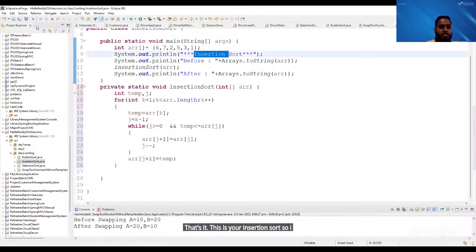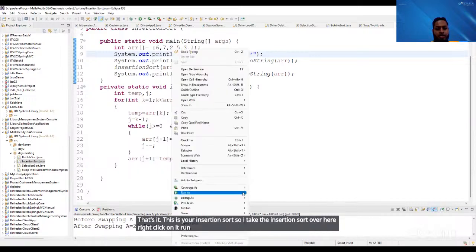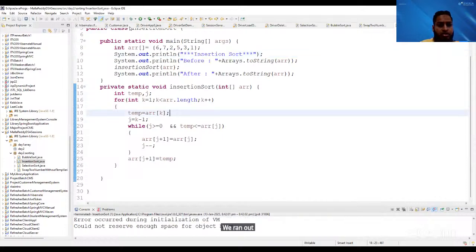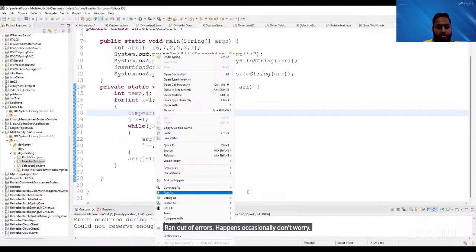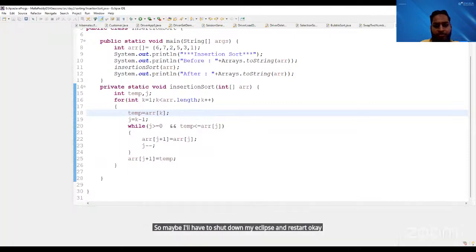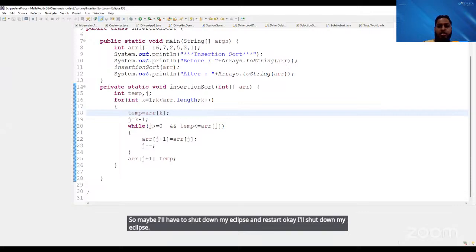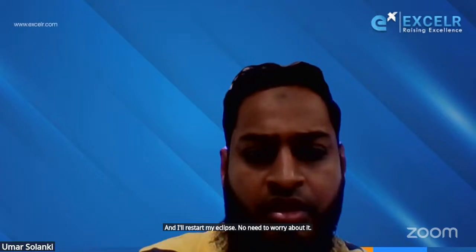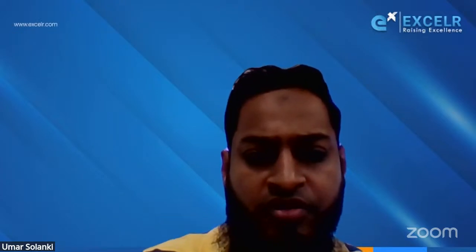So I take the insertion sort over here, right click on it, run as Java application. What happened? We ran into errors. Okay, it happens occasionally, don't worry. So maybe I'll have to shut down my Eclipse and restart. Okay. So I'll shut down my Eclipse and I'll restart my Eclipse. No need to worry about it. The logic is perfectly fine.